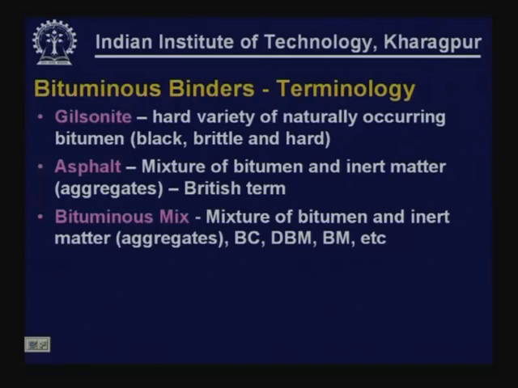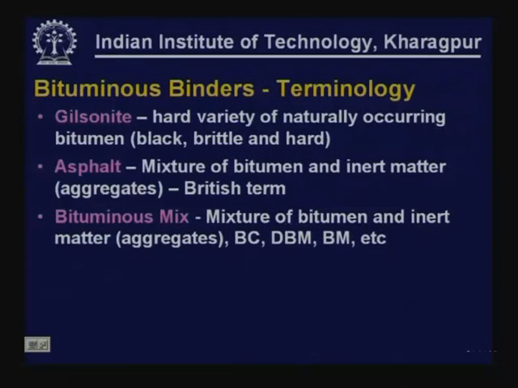Zilsonite is a hard variety of naturally occurring bitumen which is black, very hot and brittle. This is a material often used to add to normal bitumens to increase their hardness and stiffness, but as it is, zilsonite by itself is not normally used in any pavement construction.